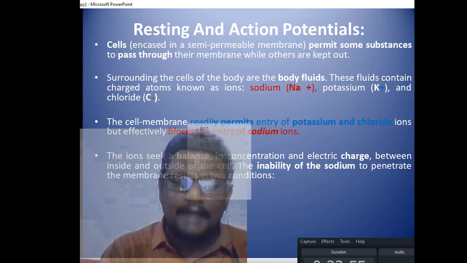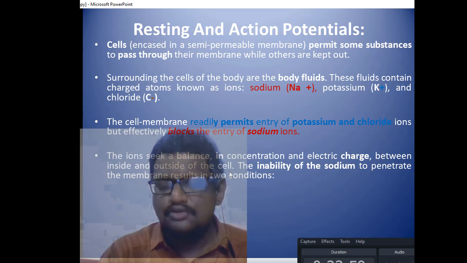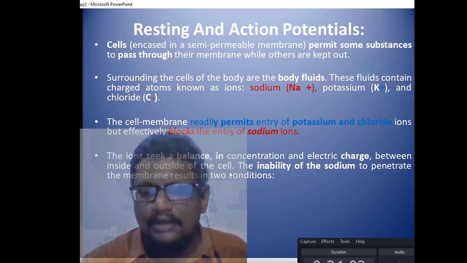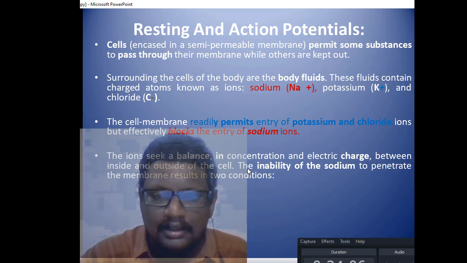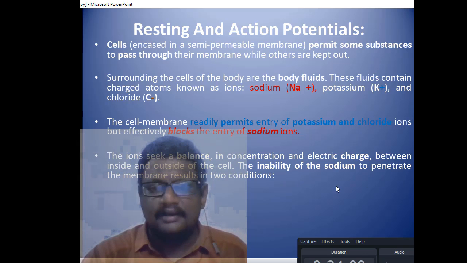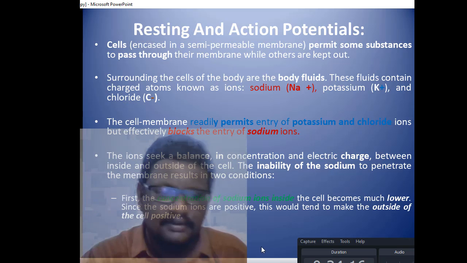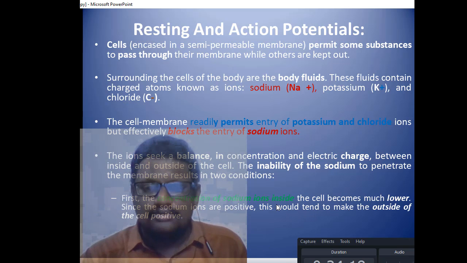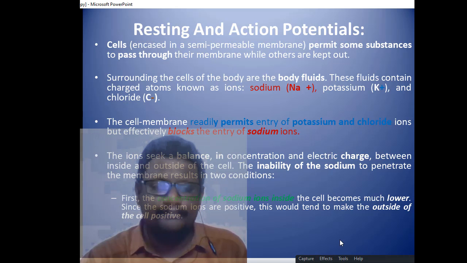The ions seek a balance in concentration and electrical charge between inside and outside of the cell. So naturally a balance will be sought. The natural tendency is not to allow a negative or positive charge; they want to become neutral. The inability of the sodium ions to penetrate results in two conditions. What are the two conditions? The first condition is that the outside of the cell becomes more positive. The concentration of sodium ions inside becomes much lower. Since the sodium ions are positive, this would tend to make the outside of the cell more positive, or the inside of the cell more negative.